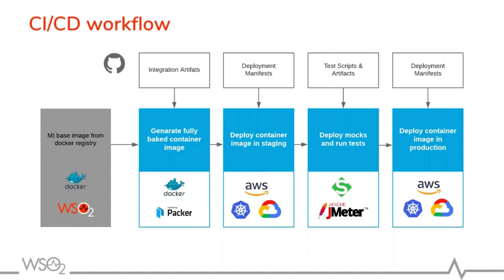And then as the next step, we can deploy this immutable Docker image in a staging environment, and then we can deploy whatever the required mock backends or mock services in the staging environment and run the integration tests to verify that we have not broken anything and our functionality is working correctly. After we have done all those verification steps, we can push the tested Docker image to the production environment.